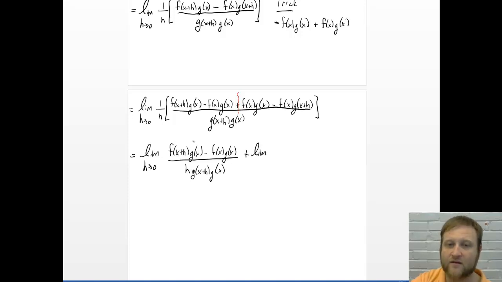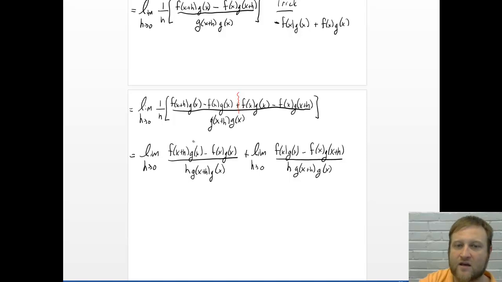And then we are going to add the limit. We're distributing the limit as h approaches 0. And here we're going to have f of x, g of x, minus f of x, g of x plus h, still all divided over. This 1 over h must be distributed to this fraction as well, so we're going to have that 1 over h here, still times g of x plus h times g of x. So notice here we have a common factor or common function. We will call that common function g of x, and we can pull that g of x out here.